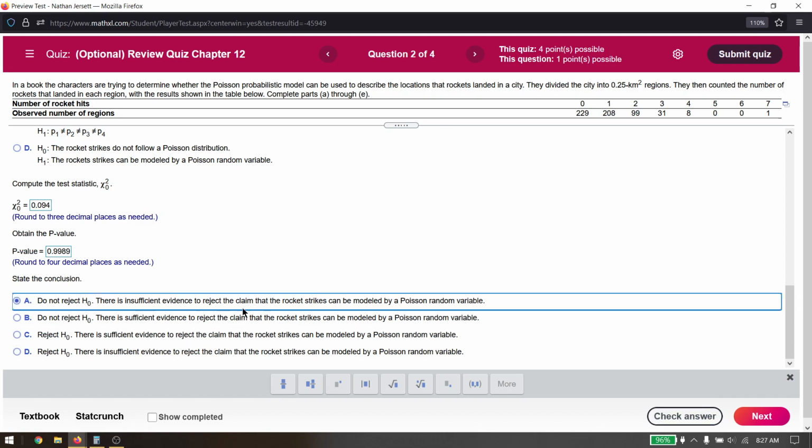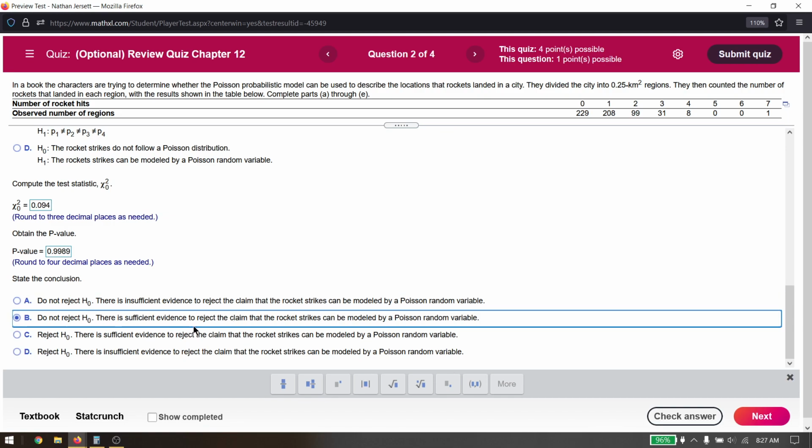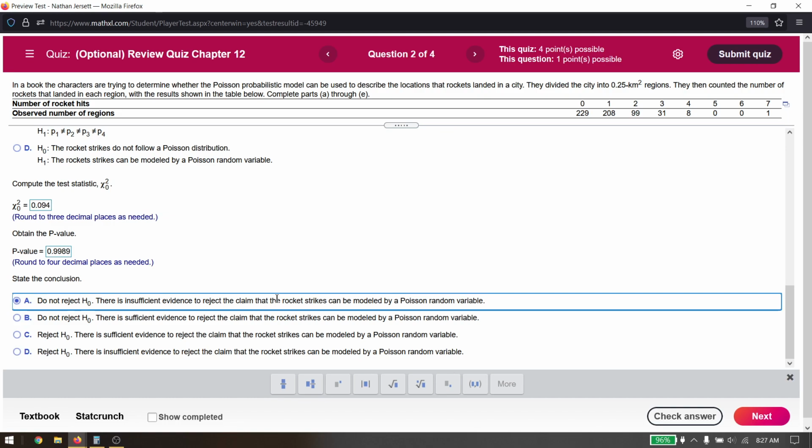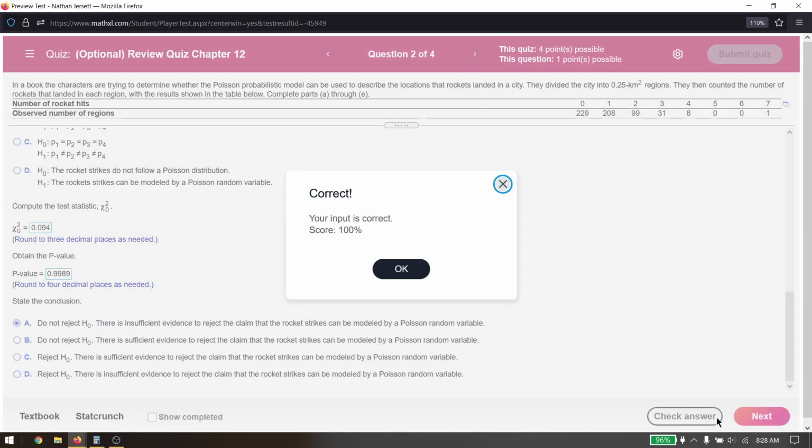There is insufficient evidence to reject the claim the rockets can be modeled. Nope. There's sufficient evidence to reject the claim that the model strikes. There's insufficient evidence to reject the claim the model can be striked. So I know this wording can be weird, but there's a reason for it. It's kind of almost like hedging the bet against it. There's insufficient evidence to reject the claim. So think about rejecting the claim that it can be modeled by a Poisson random variable. That's not true, right? So that's why it says there's insufficient evidence to reject the claim. Now let's check it. And those are all correct.